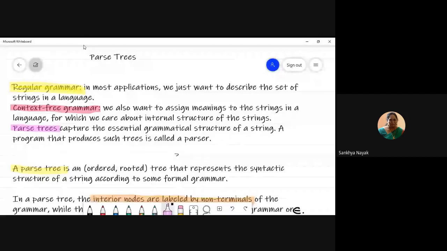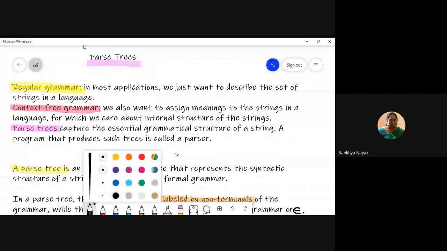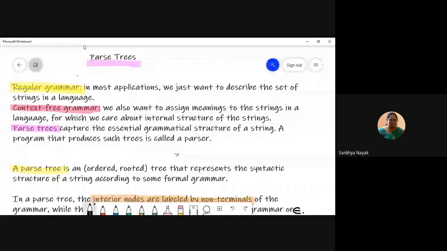Today we'll start parse trees. We have already studied regular grammar, correct? Regular grammar is used to describe a set of strings. That's all, right? Some pattern.